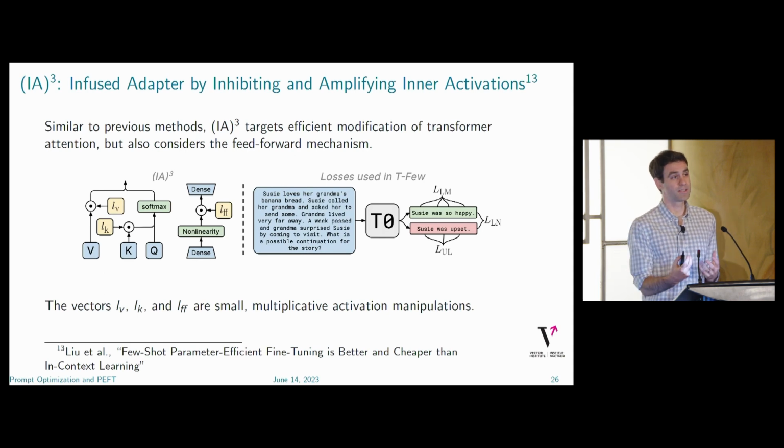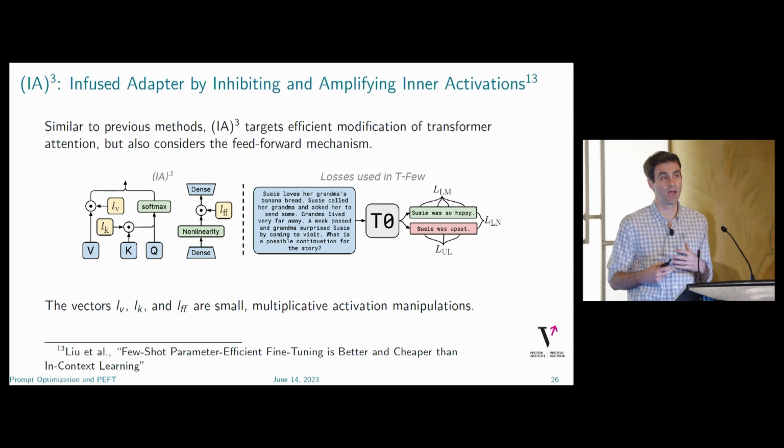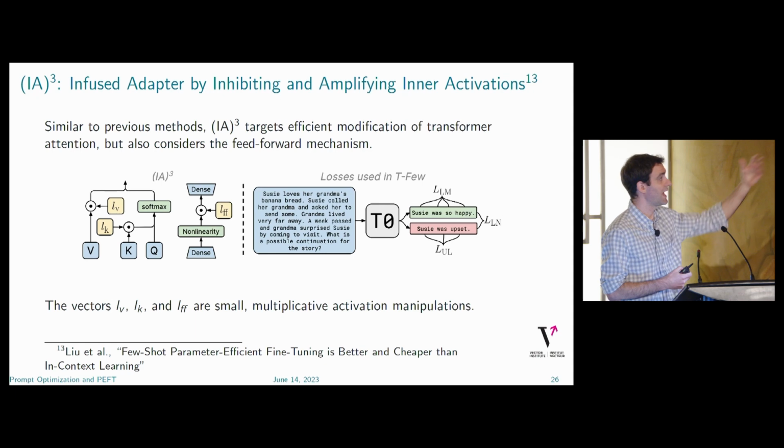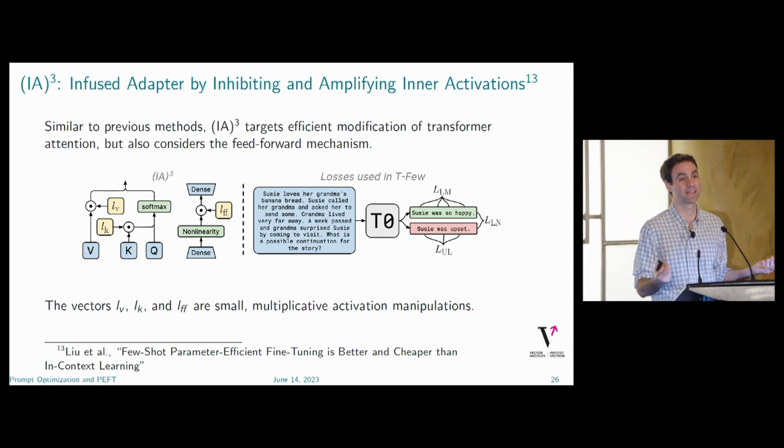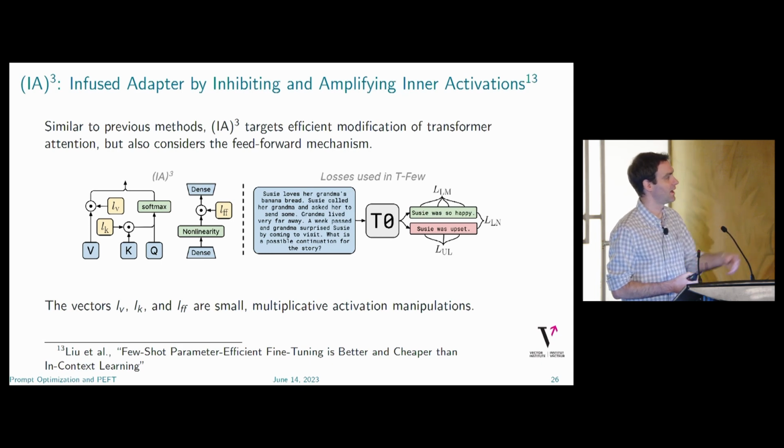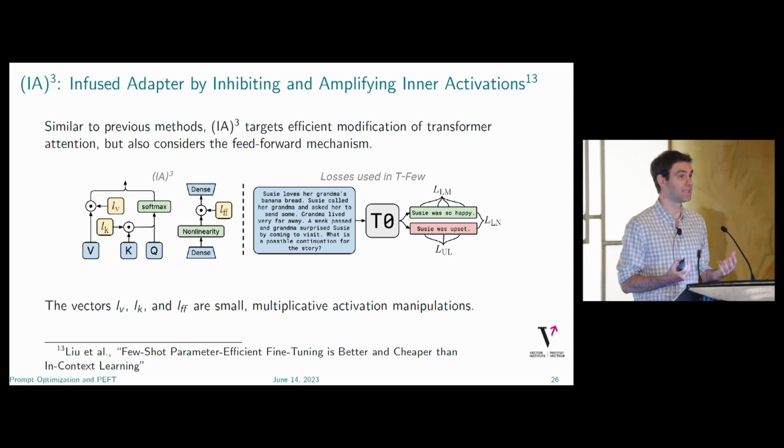So there are situations where parameter-efficient fine-tuning methods or these prompt tuning methods might be insufficient. One of them is the data-poor setting, where you only have a couple of training examples. And so IA3, which stands for Infused Adapter by Inhibiting and Amplifying Inner Activations, I'm going to stick with saying IA3, is an approach that modifies the attention mechanism again, but also contemplates modifying the feed-forward mechanism.